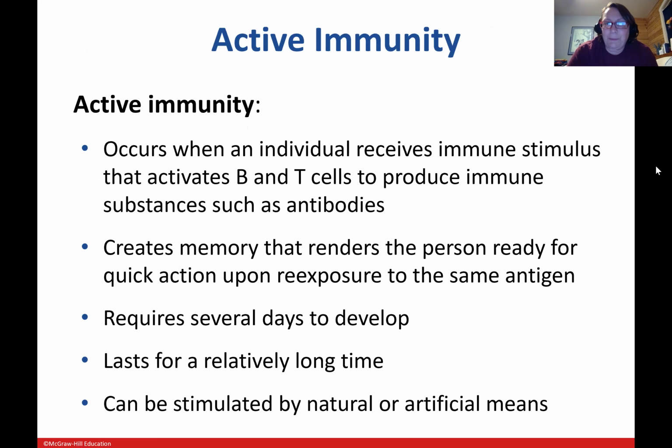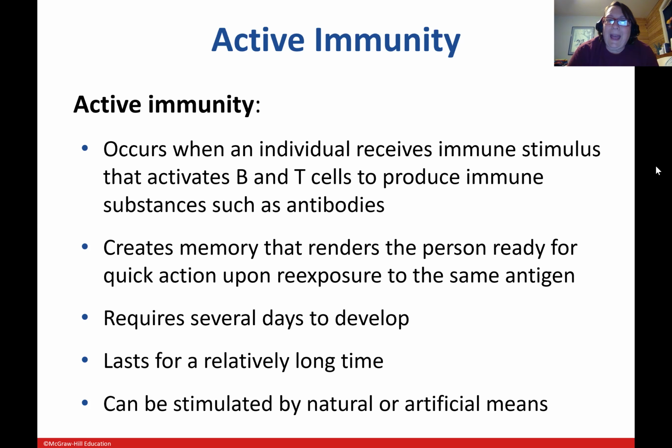Okay, so active immunity occurs when the individual receives whatever the stimulus is, whether it's exposure to the actual pathogen or exposure to the antigen through a vaccination. Whatever it is that activates those B and T cells to produce those immune substances like antibodies. Okay? Active immunity is going to create memory that renders that person ready for that secondary exposure chart, okay? Bigger, faster response. It requires several days to develop, so you have that whole latency time when the innate immune system is trying to wake up the adaptive immune response. So it takes several days.